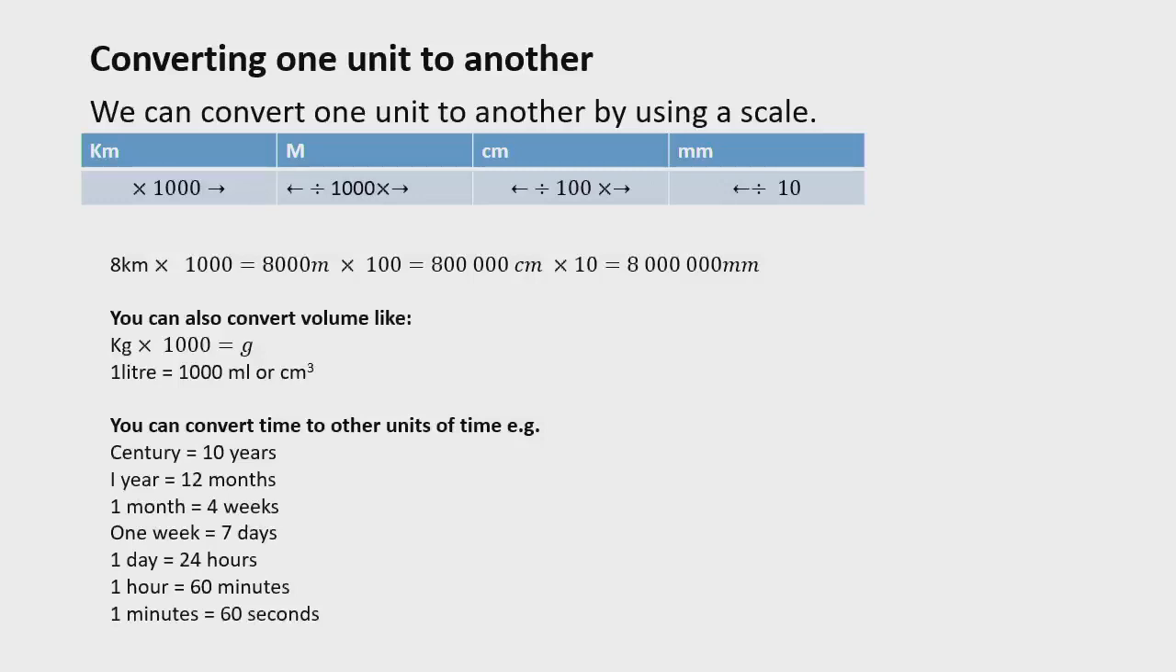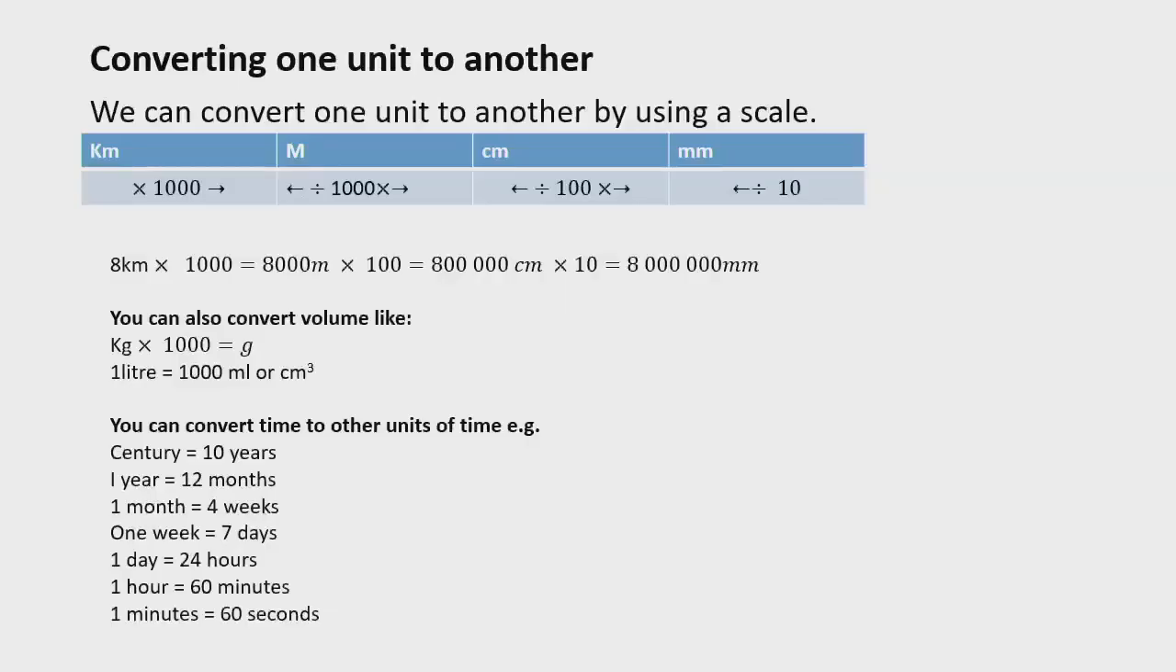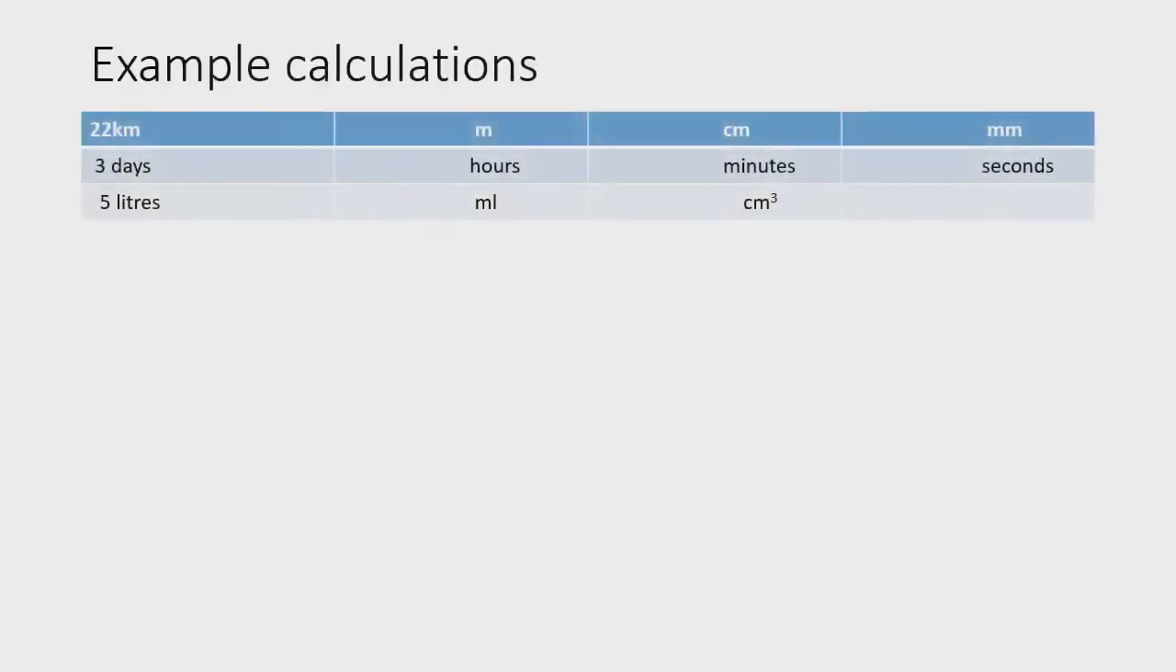The following things are very, very important that you must know: 10 years is a decade. 1 year is 12 months. 1 month is 4 weeks. 1 week is 7 days. And 1 day is 24 hours. And 1 hour is 60 minutes. And 1 minute is 60 seconds, for example. And you can go higher and higher than that. For example, 100 years is a century, and so on and so on. Those are things that you need to know. Examples of calculation: for example, they are saying 22 kilometers to meters to centimeters and to millimeters.